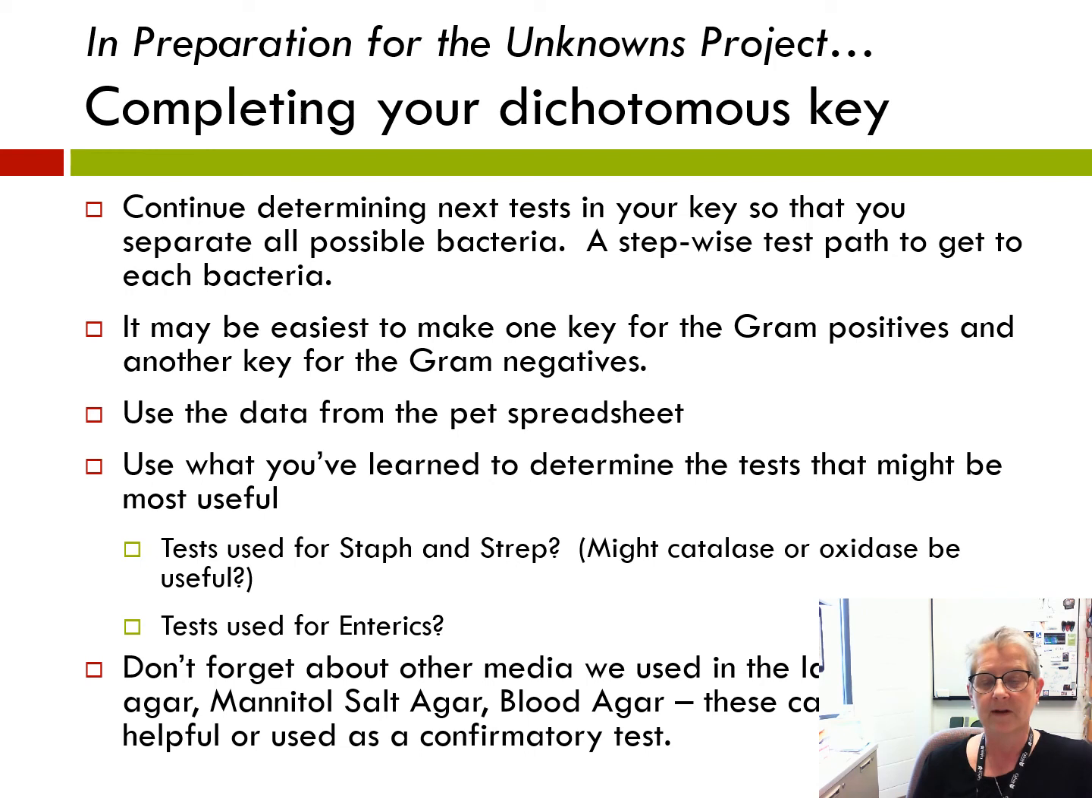And also, don't forget about other media we used. We've used selective and differential agars. We've used blood agar. They can also be helpful. They can also be used as a confirmatory test. For example, Staph aureus is beta hemolytic on blood agar. So maybe you have identified that one of your unknowns is Staph aureus, but you did that without using blood agar. You could go ahead and ask me to streak your unknown on blood agar, and I can do that for you, and you can confirm that yes, that was either beta hemolytic or not, which can help confirm whether or not you had Staph aureus.